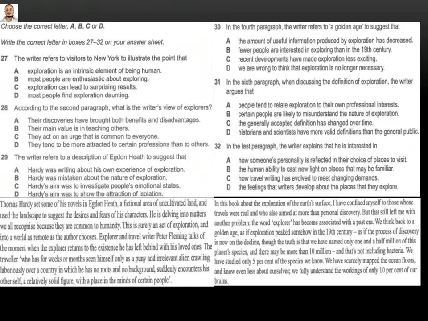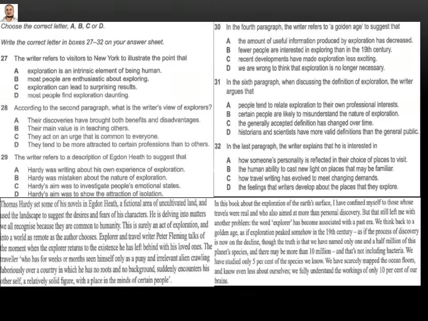29 says, the writer refers to a description of Egdon Heath to suggest that. A. Hardy was writing about his own experience of exploration. B. Hardy was mistaken about the nature of exploration. C. Hardy's aim, which means target or goal, was to investigate people's emotional states. D. Hardy's aim was to show the attraction of isolation.